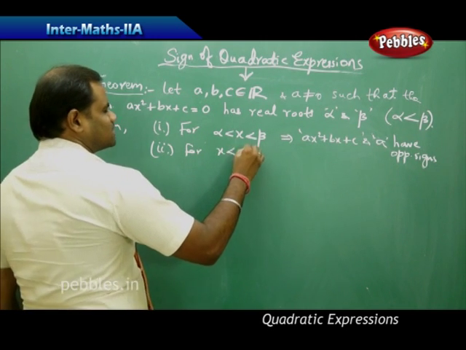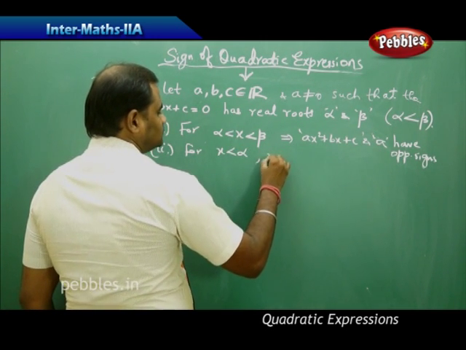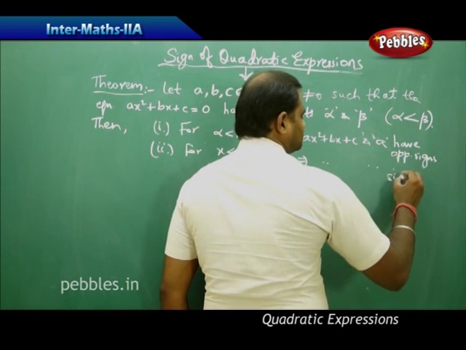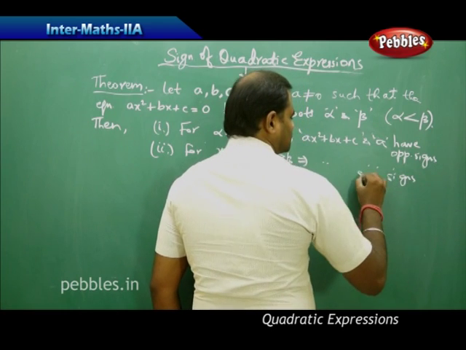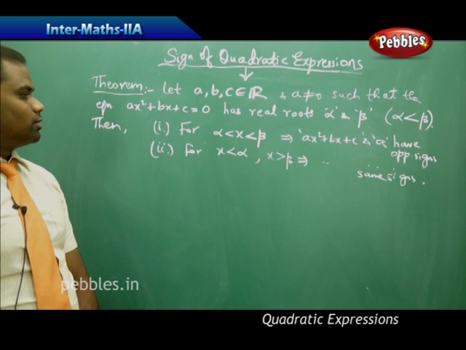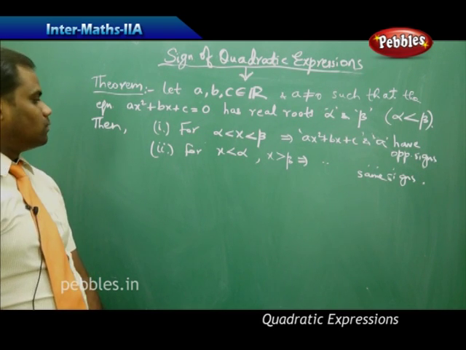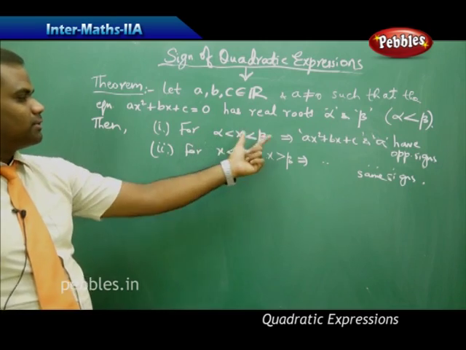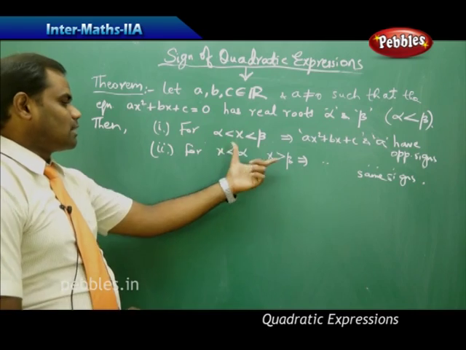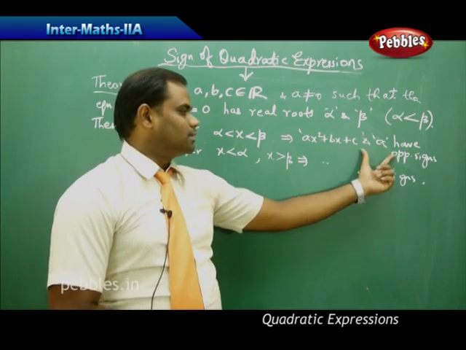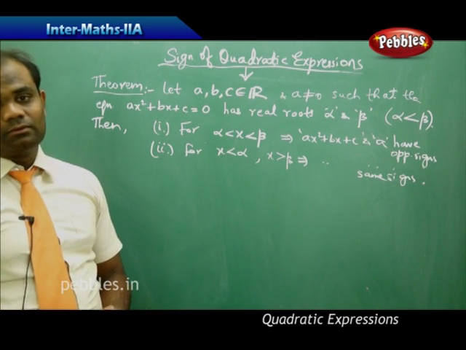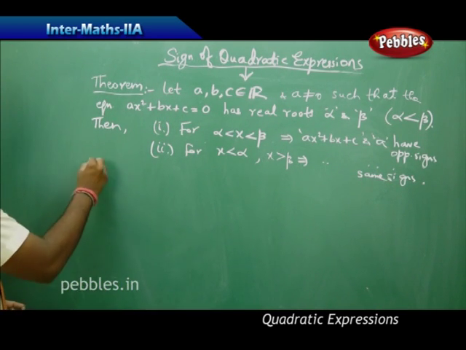for x less than alpha and x greater than beta implies this and this have same signs is what we are going to prove. So there are two cases which we are going to prove here: case 1, when x lies between alpha and beta, this and this have opposite signs. When x lies outside of alpha and beta, then this and this have same signs is how we are going to prove. So let's see how we can prove that with the proof followed.